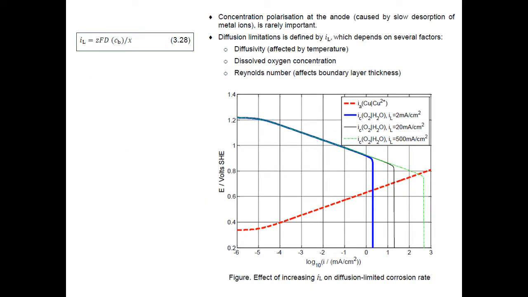Page 35 comments on how diffusion-limited corrosion rate can be controlled by several different factors. So we have an equation for IL, the diffusion-limited current density. Obviously, it can vary by orders of magnitude depending on what the parameters are. So if we have a dissolved oxygen concentration which increases, then we can have a faster diffusion-limited current density.